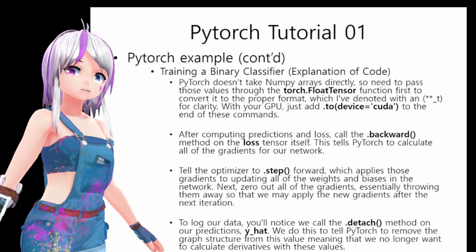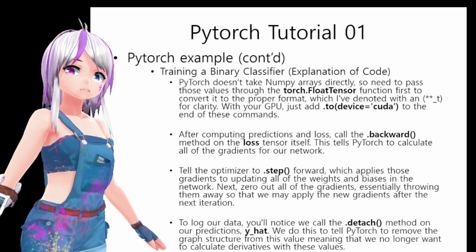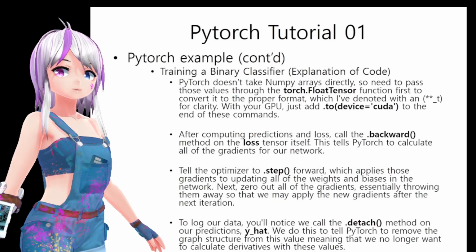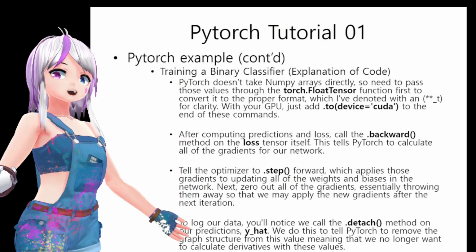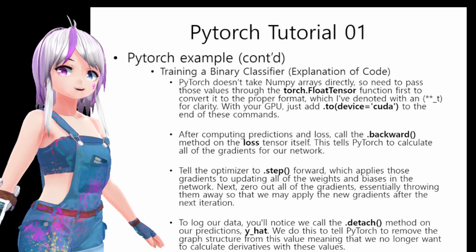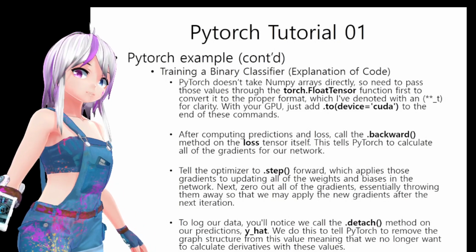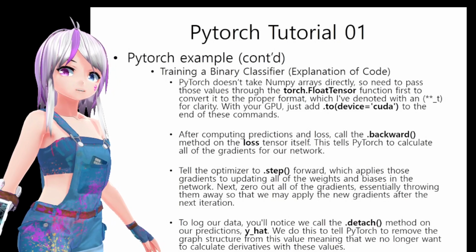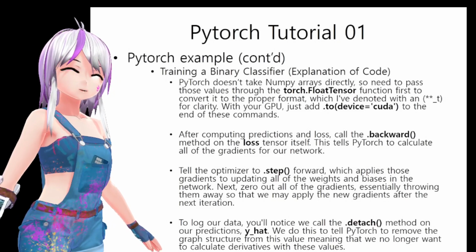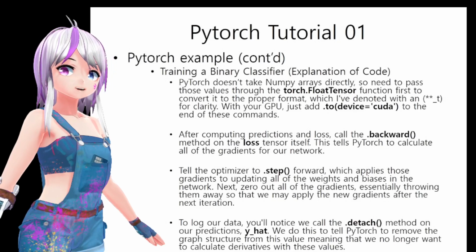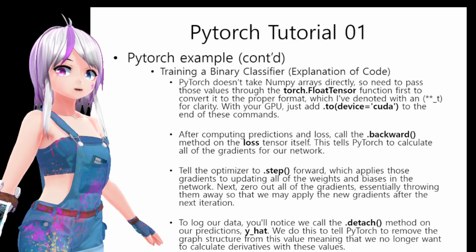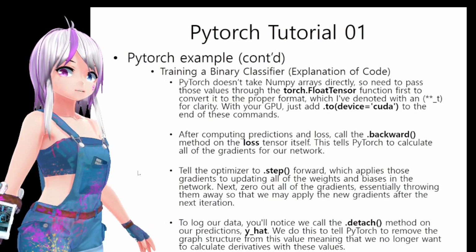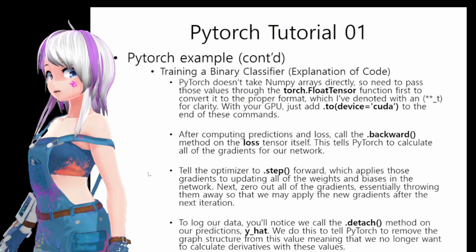Number three, tell the optimizer to call the dot step brackets method, which applies those gradients to updating all of the weights and biases in the network. So this is updating. Next, zero out all of the gradients, essentially throwing them away so that we may apply the new gradients after the next iteration. By doing this, you clear the temporary scratch pad registers memory, so to speak.